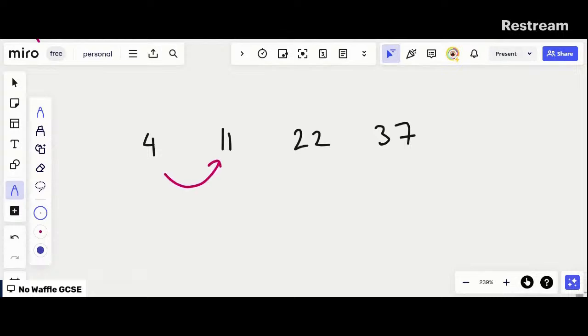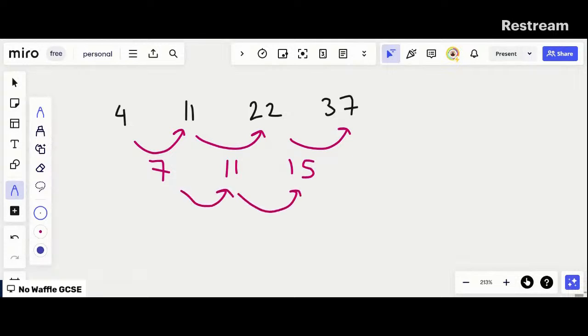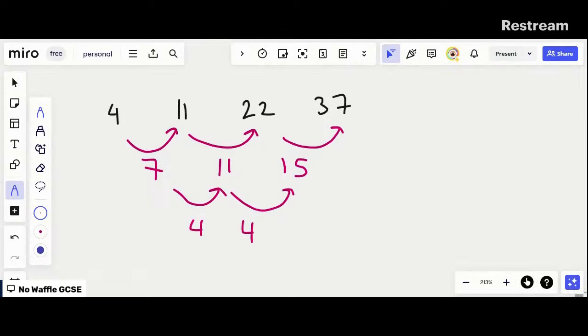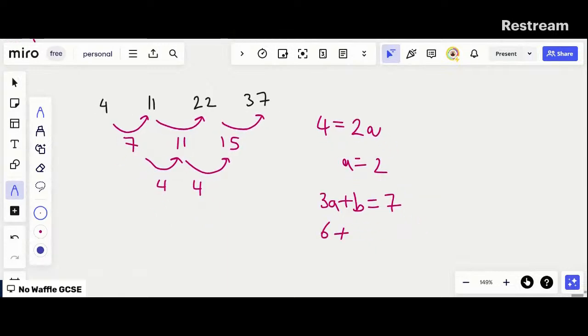So you want to start by working out the first difference if you're unable to do this. So the first difference is 7 here, 11 here, 15 here, and the difference individually is 4, 4. So the second difference is equal to 2a. So a is equal to 2. The first difference is equal to 3a plus b, which is 7. And we know that a is now 2. So that's 6 plus b, which is 7. So the value of b is 1.